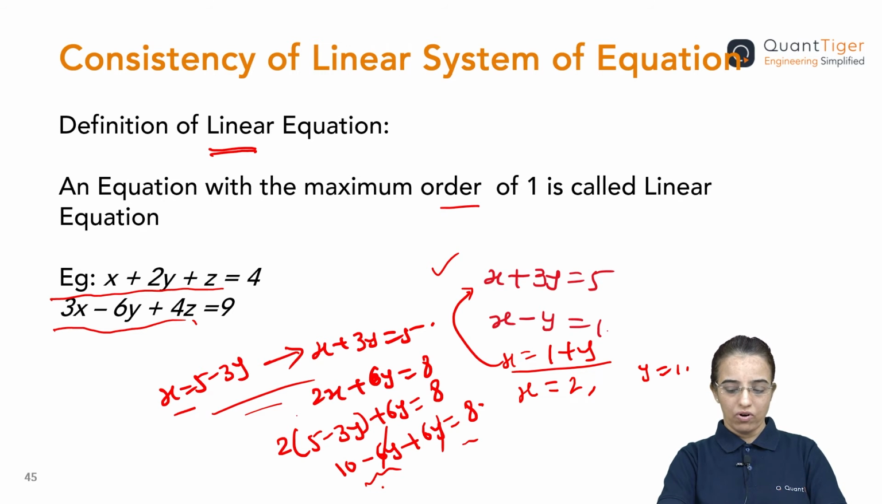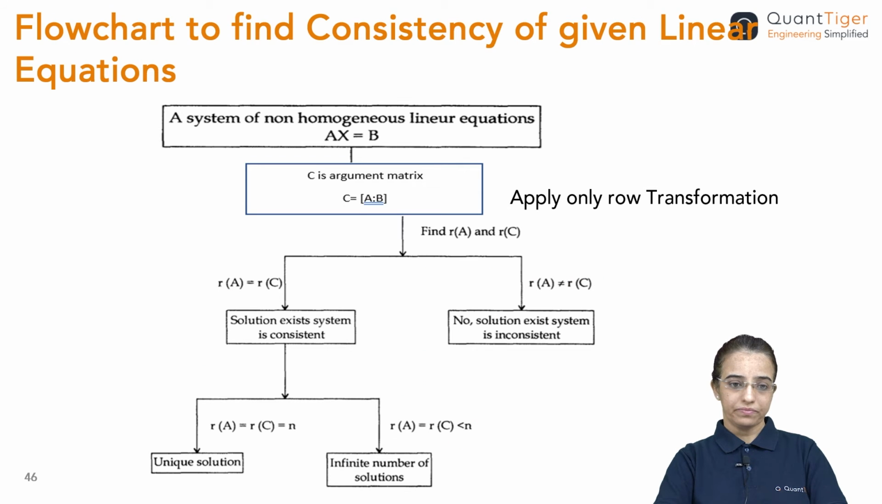Now we will see how we can find the consistency of given equations. So I have put all the steps here in the form of a flowchart. If you follow these steps, it will be easy to find. So first of all, the first step is that we will be provided with the system equations. Then, by using the equations, we will be finding A, x and b.